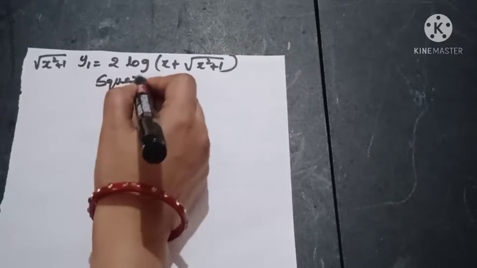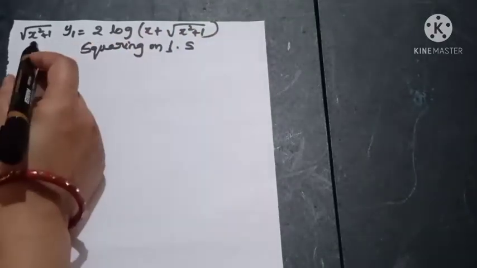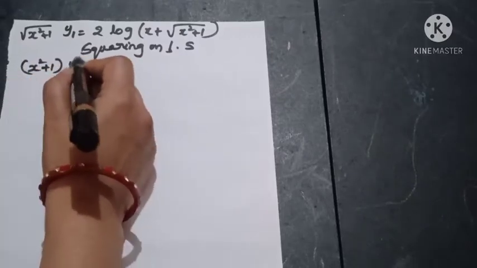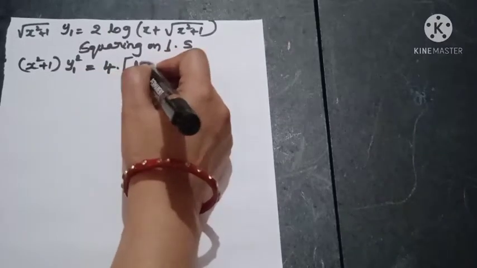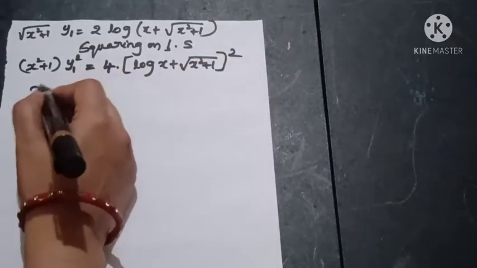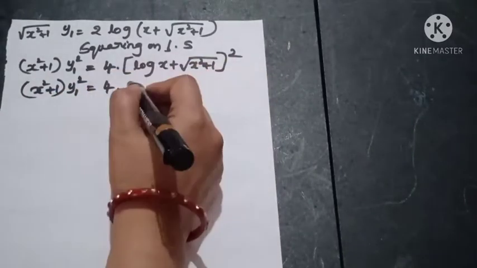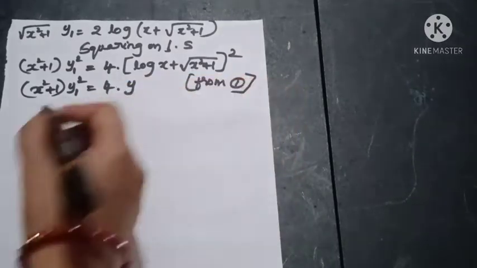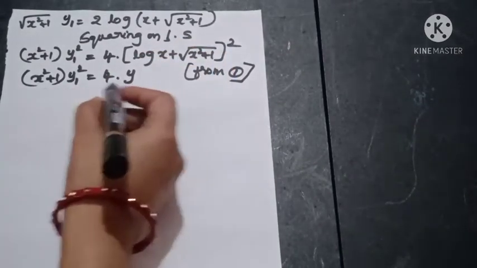Squaring on both sides, what we get is (x square plus 1) into y1 square is equal to 2 square, which is 4, into this entire thing whole square. But we know that the value is y. So (x square plus 1) y1 square equals 4 into this value, which is y. This is from equation 1. Look at equation 1, the value is y. So we reduce it to this form.